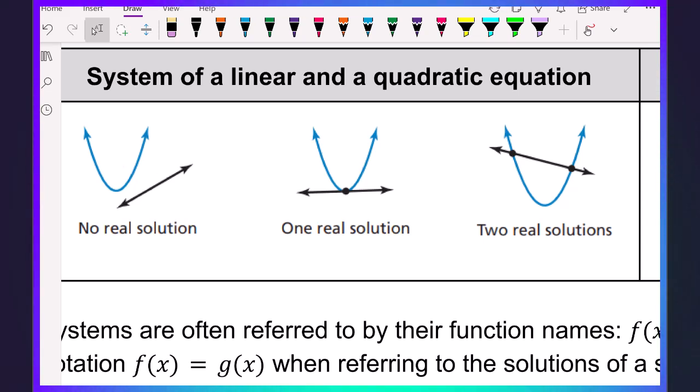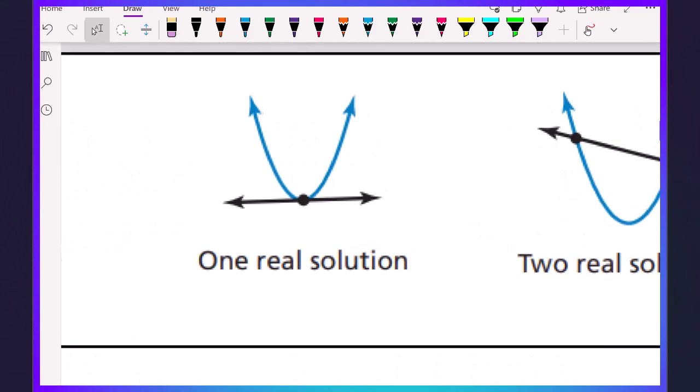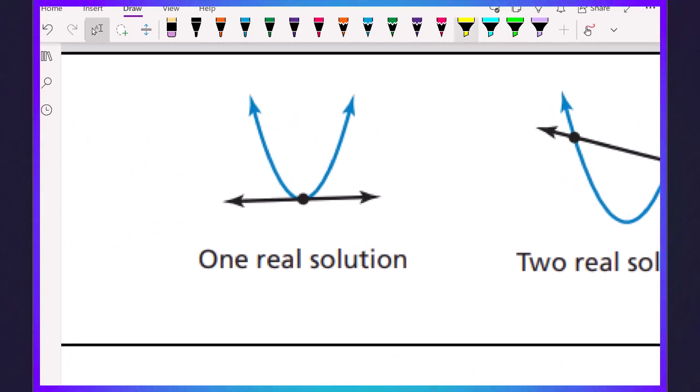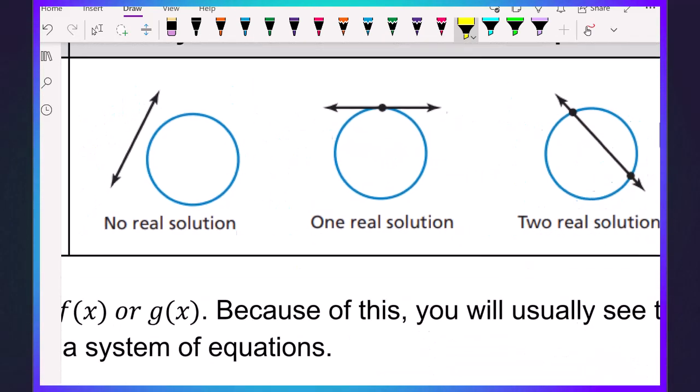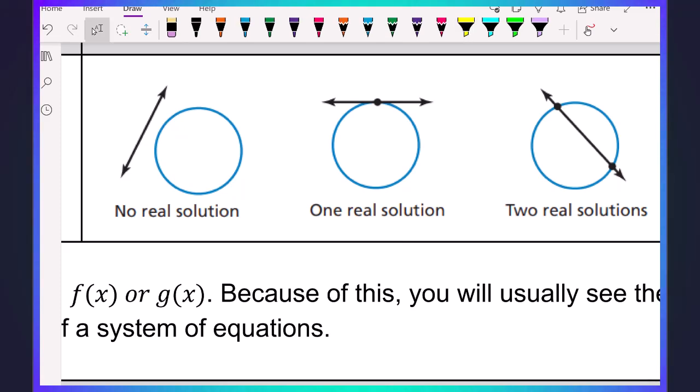Notice that you have three different possibilities. If they do not intersect, you're going to have no solution. If they intersect at one place, then you will have one solution. And if they intersect at two places, you can have two solutions. So this is very similar to what we did in the past, except when you have one equation, you are looking for the solutions on the x-axis. But if you have two equations, then you're going to look to see where they both intersect.